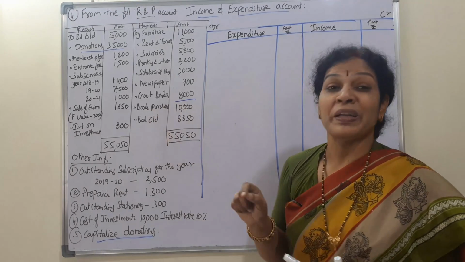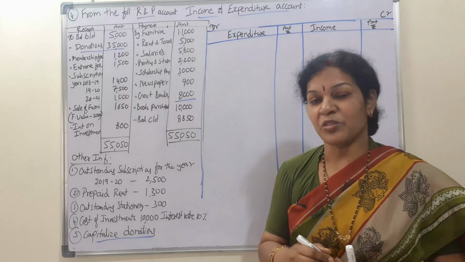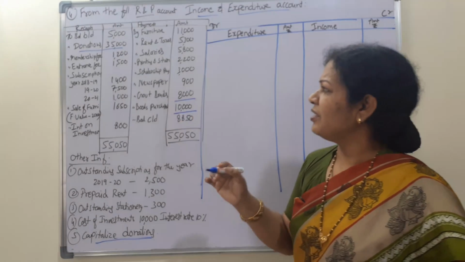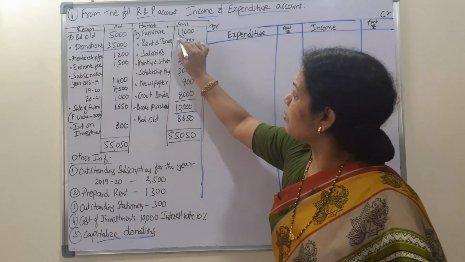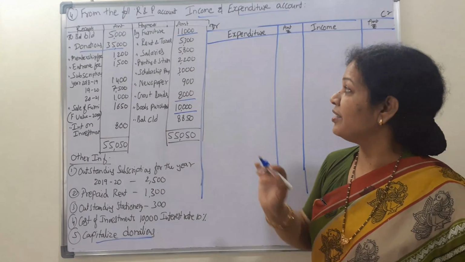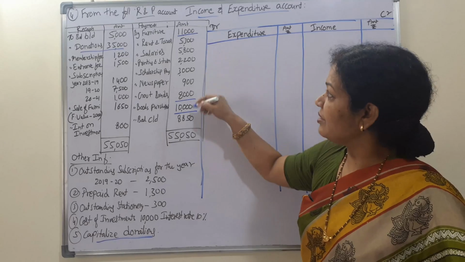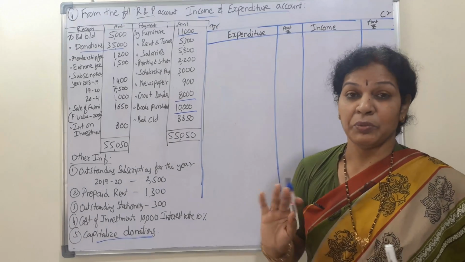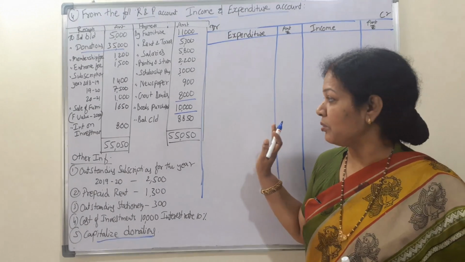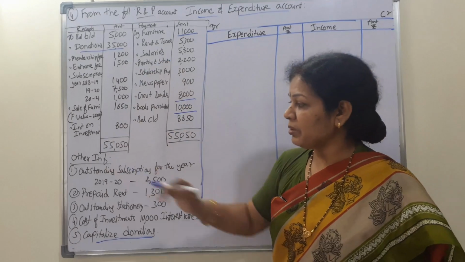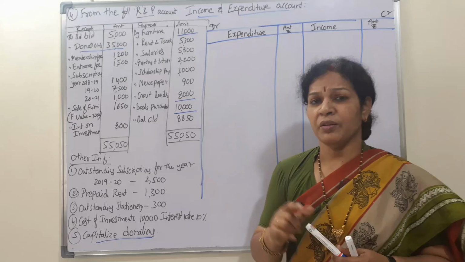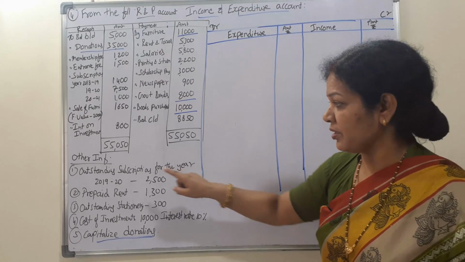In the same way, books purchased is also a balance sheet asset. Furniture is also a balance sheet asset, it doesn't come in. So these three are balance sheet assets, and we won't take them into the income and expenditure account. Now coming to the adjustments, we'll put a tick mark wherever an adjustment is there.